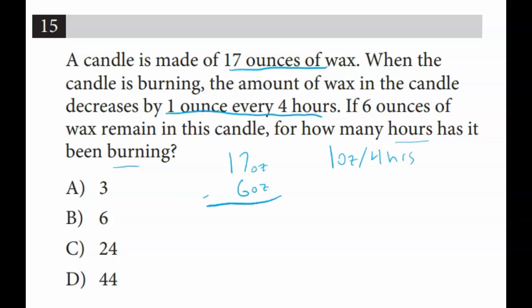Well, we just need to find the difference because this is the amount of ounces burned. And if we can burn 1 ounce every 4 hours and we have 11 ounces that were burned, we can just take that 11 ounces and multiply it by 4 hours, because it takes 4 hours for 1 ounce to be burnt. So we must need 44 hours. And so that's how you get answer choice D for number 15.